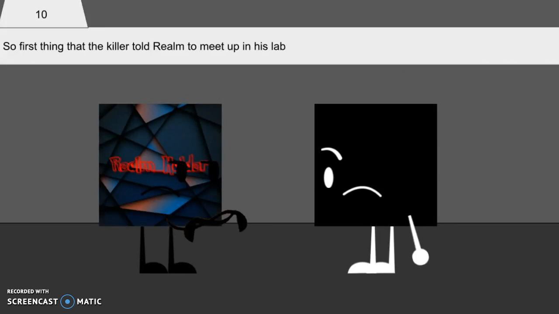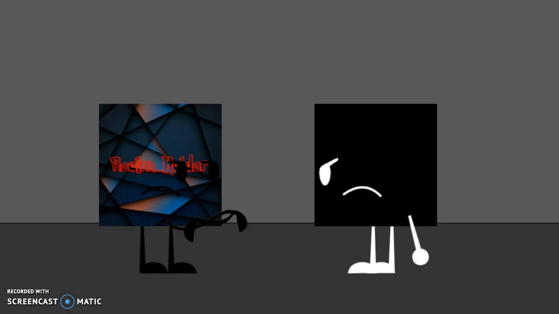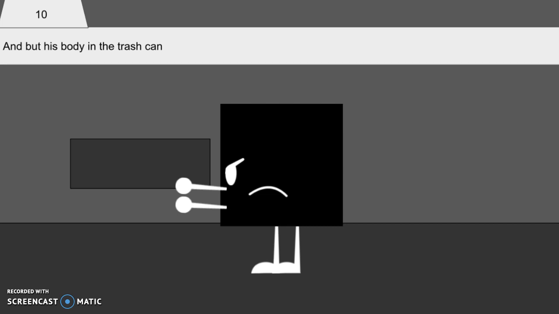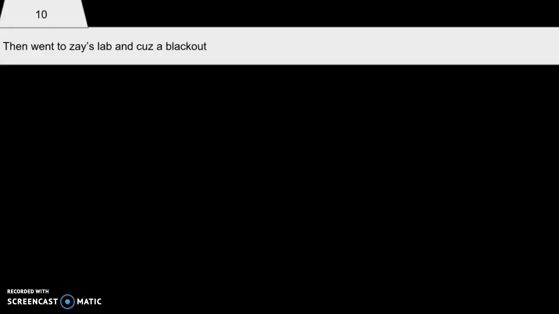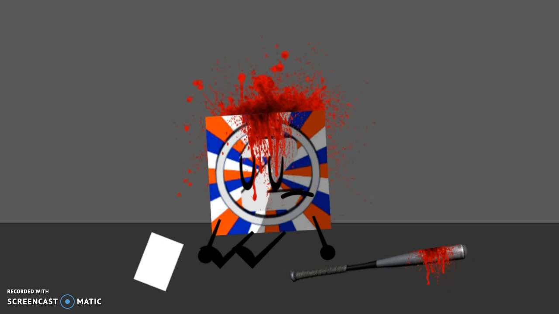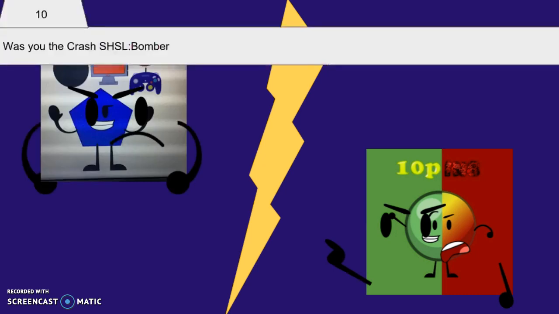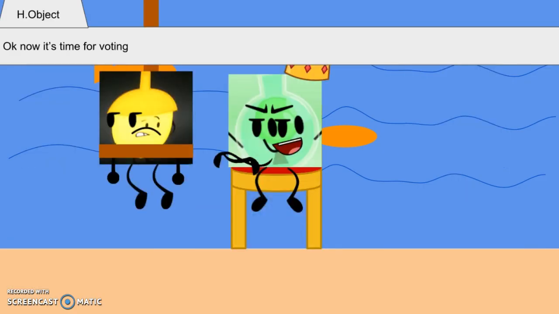Now, I will tell you what happened. First thing about the killer was Ren's man in his lab. That was a plan for the murder. The killer hit Ren with a hammer to knock him out. Then, the killer went to Zay's lab and caused the blackout. I'm gonna kill them. Well, crap. Okay, now it's time for voting.